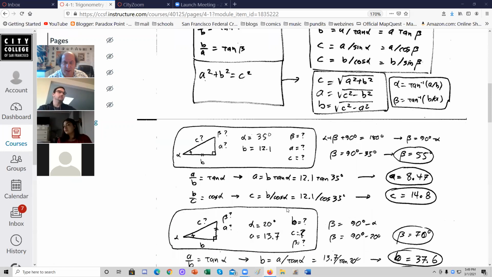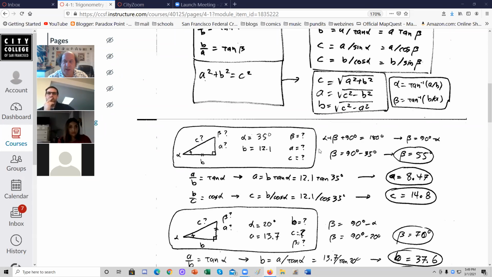All right. So we have some examples. Here we have a right angle triangle. We're given alpha is 35 degrees. Side B is 12.1. So what's side A? What's angle beta? What's side C?